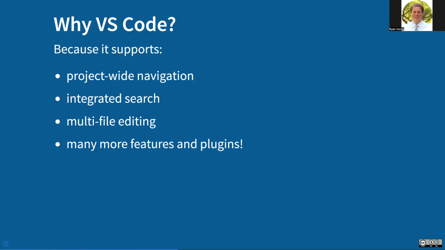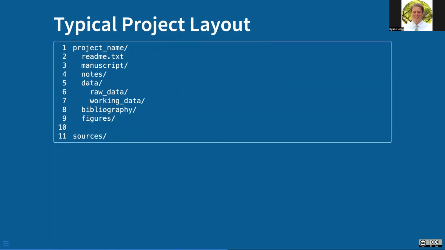The first question, though, is why do we even use VS Code for what we're doing? We're using VS Code because it supports a variety of things, including project-wide navigation, so that you can actually see where all of your different components are in one interface. Integrated search, so say for instance, you can find something in your stack of notes and documents and papers simply by typing in search and restricting it to what you're looking at. We can edit multiple files in the same place. And there's lots of features and plugins, there's version control, there's tracking that really make life a lot easier when you're doing this kind of work.